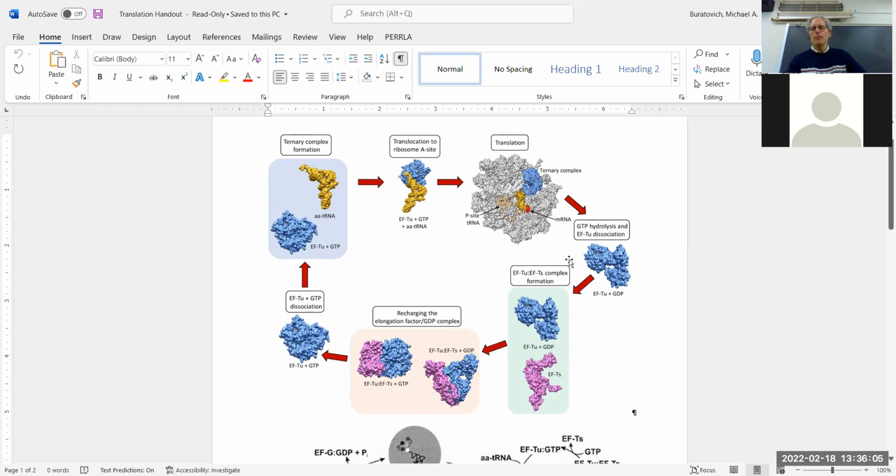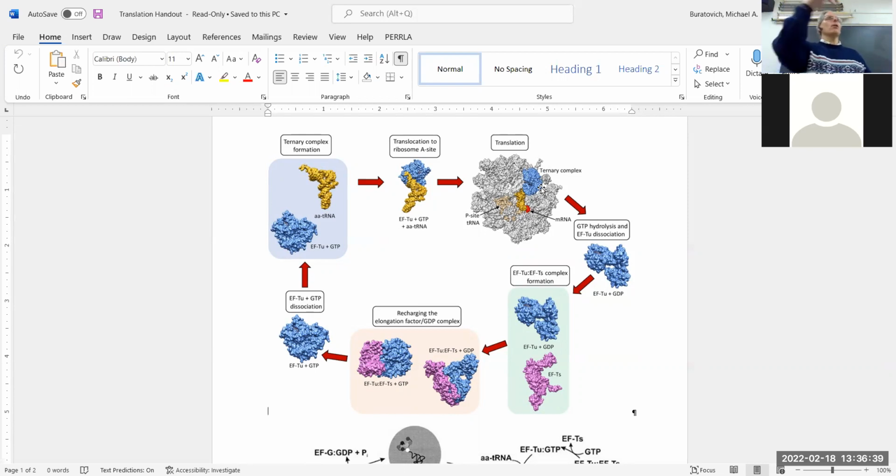When it binds, EF-Tu will hydrolyze its GTP to GDP and inorganic phosphate. Now the charged tRNA stays stuck to the ribosome. EF-Tu plus GDP floats away. Okay, let me say that again, or can you see that in the handout, or do you want me to go over that again?